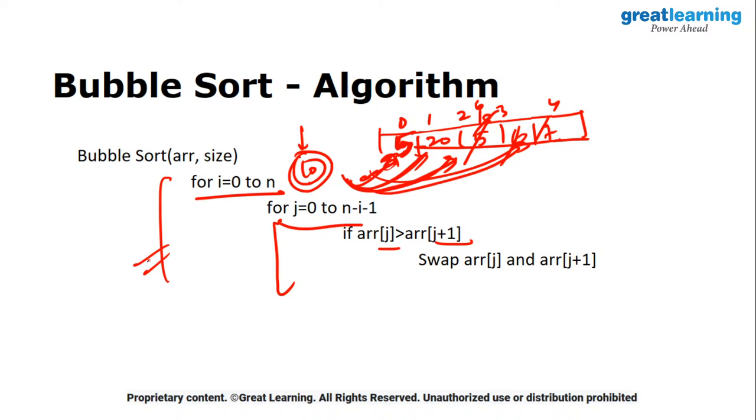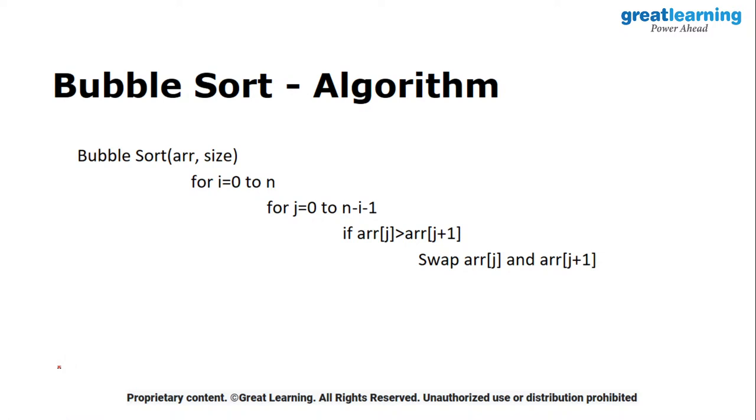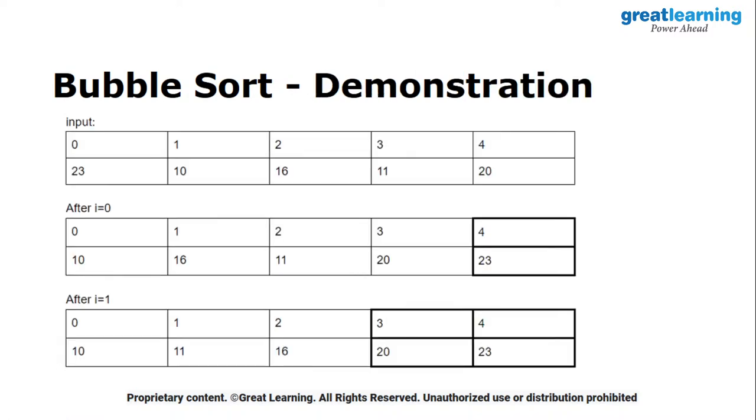So this is the algorithm. This is a simple algorithm that one can think of. Now let's try to demonstrate how things will work, and you will get a better picture. So now let's suppose you have this 23, right? So now this 23 is greater, right?